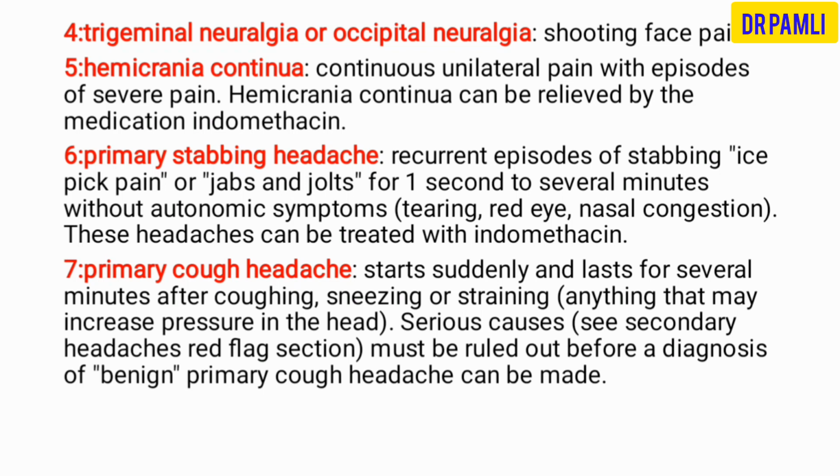Trigeminal neuralgia or occipital neuralgia is a shooting face pain, and hemicrania continua is a continuous unilateral pain with episodes of severe pain. Hemicrania continua can be relieved by medications such as indomethacin. Primary stabbing headache is a recurrent episode of stabbing, which we call ice pick pain or jabs and jolts, for 1 second to several minutes without autonomic symptoms, that is tearing, red eye, nasal congestion. These headaches can be treated with indomethacin again.